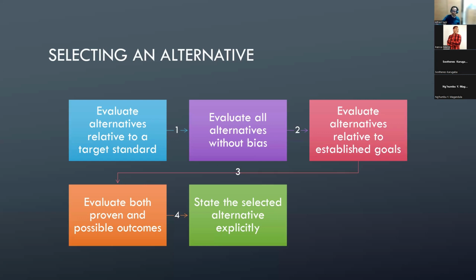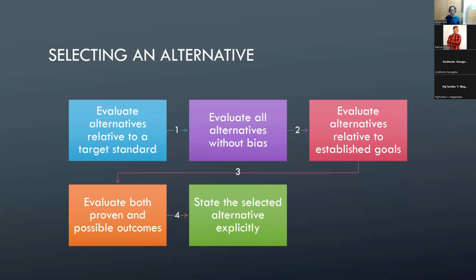Okay, then you evaluate all alternatives without bias, bila upendeleo wote. Okay, and then you look at the goals that you're trying to achieve, and then you try to match them with the alternatives ambazo zimekuwa generated, si ndio? Ili uweze kuchukua zile alternative ambazo kweli zitakusaidia kuachieve nini goal, ambapo hiyo goal ni nini? Kusolve hiyo particular problem, right?